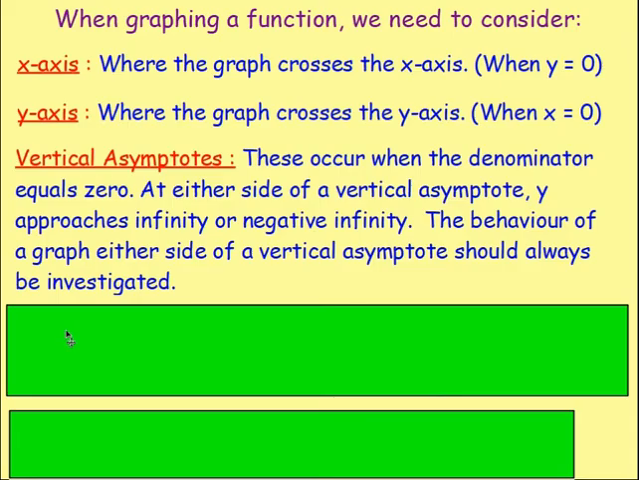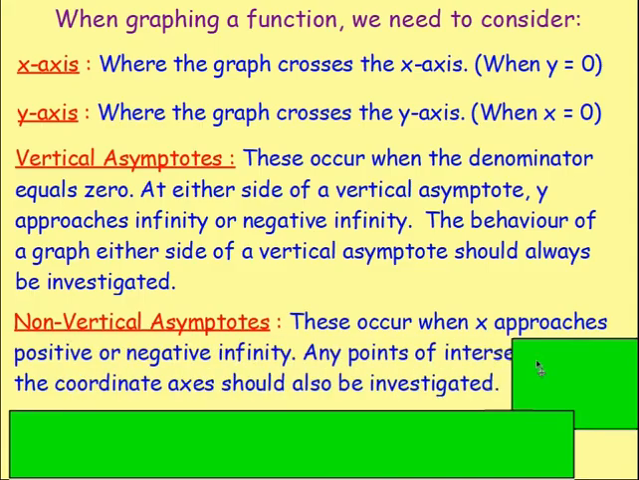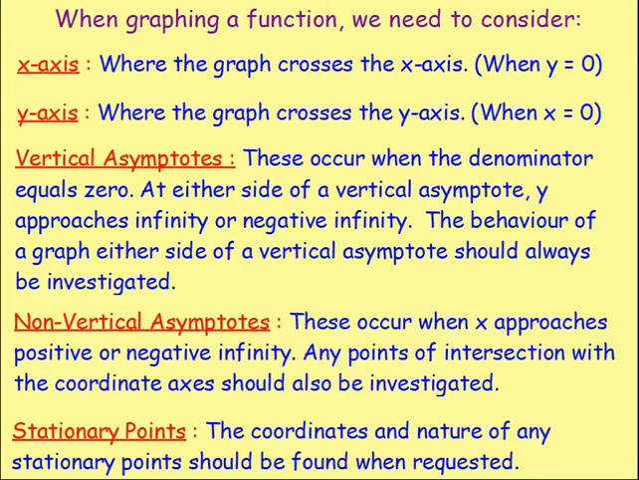As well as vertical asymptotes, you need to think about non-vertical asymptotes. They're not horizontal asymptotes. They don't always need to be horizontal. So, non-vertical asymptotes occur when x approaches positive or negative infinity. So you need to consider what's happening as x is either going to be really big or really, really small towards negative infinity. And again, you need to investigate that. And the last thing you may need if you're graphing your function is everybody's favourite, stationary points. If you're asked for the stationary points and their nature, then you need to work that out.